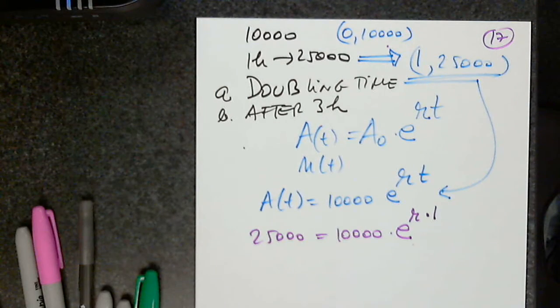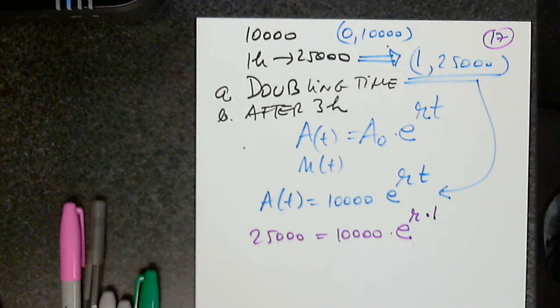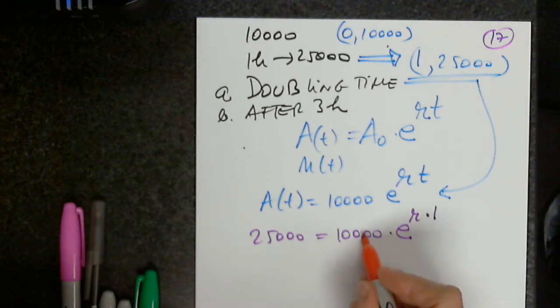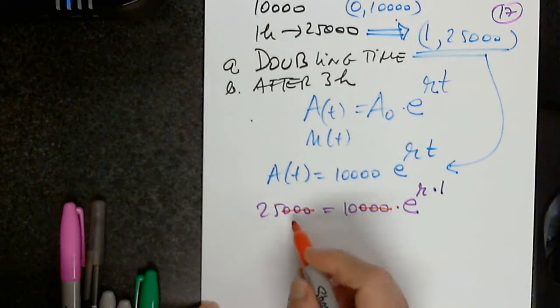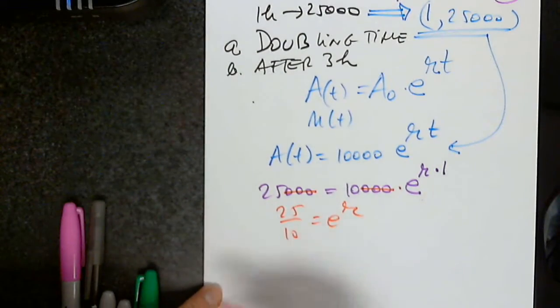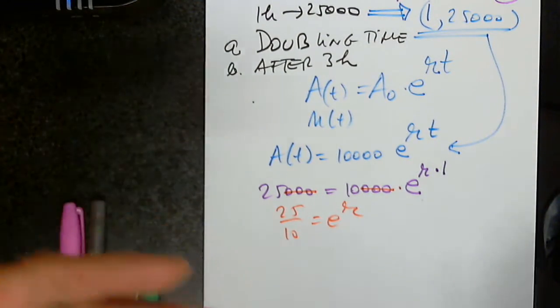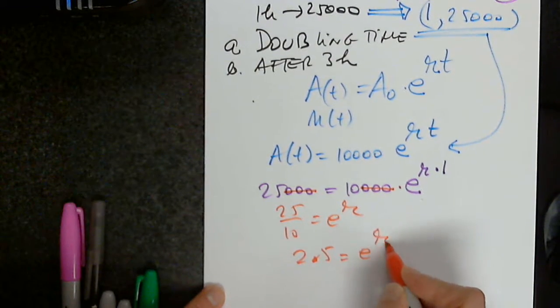Now this is another exponential equation that I have to solve. How do I solve this? What do I do first? And the answer is we have to clean it up. How do I clean this up? No, it's multiplied. So first of all, I cross out 3 zeros from both sides and I divide by 10. So 25 over 10 equals e to R. And you can say, if you want, 2.5, or you simplify, whatever you want. 2.5 equals e to R.